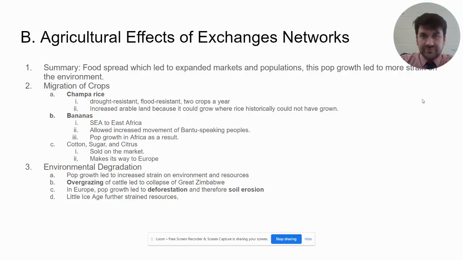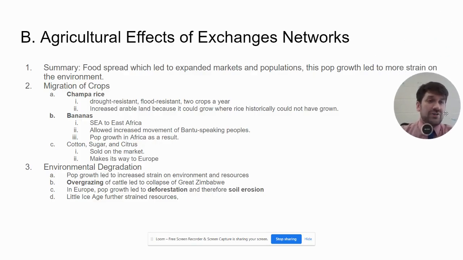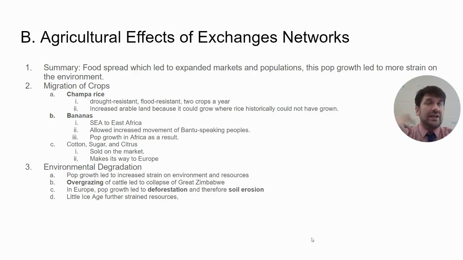Okay. So in terms of the agricultural effects of the exchange networks, one of the most important things, and this is going to be a continuity across our discussion of environment, especially in terms of agriculture, is that the plants that humans domesticate in these regions to meet the needs of a local population sometimes end up being instrumental in the development and growth of the human population.